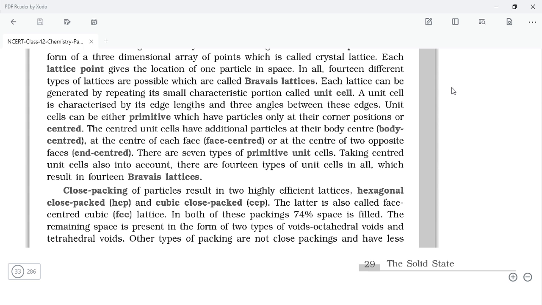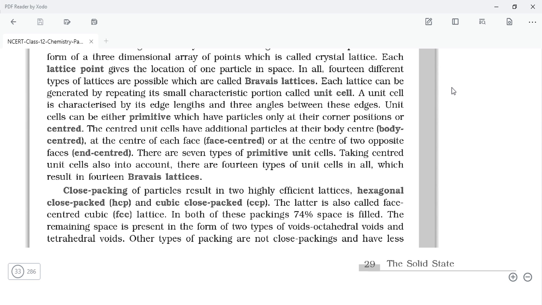A unit cell is characterized by its edge lengths and three angles between these edges. Unit cells can be either primitive, which have particles only at their corner positions, or centered. The centered unit cells have additional particles at the body center, at the center of each face, or at the center of two opposite faces, end centered. There are seven types of primitive cells; taking centered unit cells also into account, there are 14 types of unit cells in all, which result in 14 Bravais lattices.